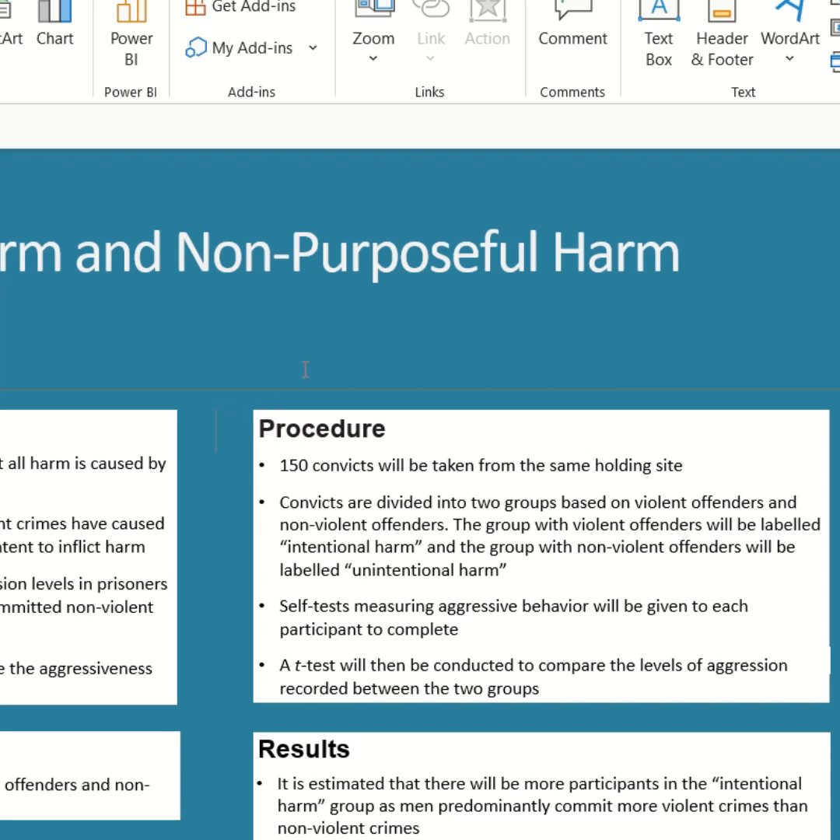direct action. While many people who are imprisoned for violent crimes have caused direct harm, others commit crimes without any intent to inflict harm. Most studies have shown a difference between aggressive levels in prisoners who committed violent crimes and those who committed non-violent crimes.